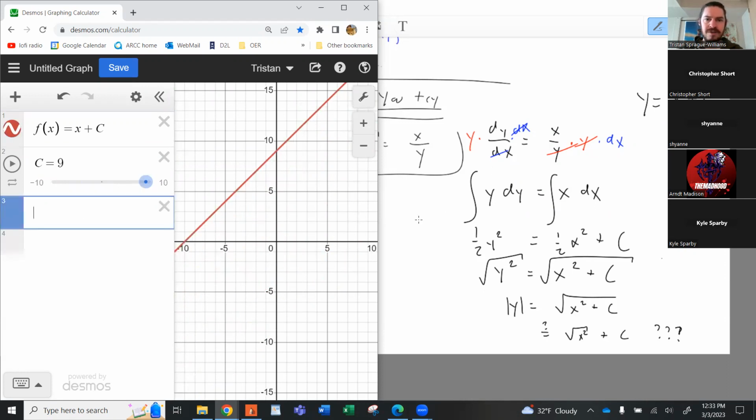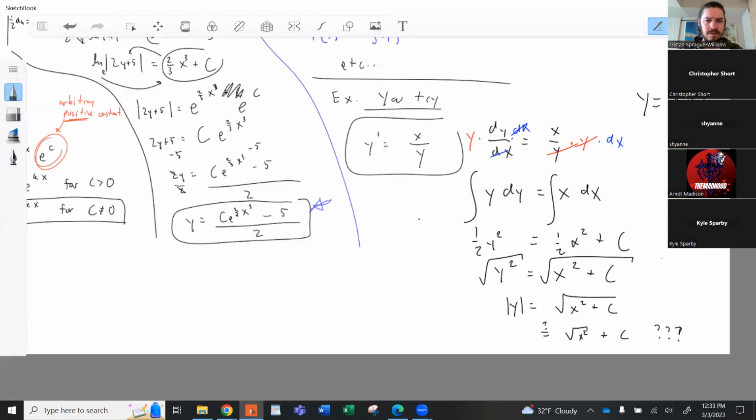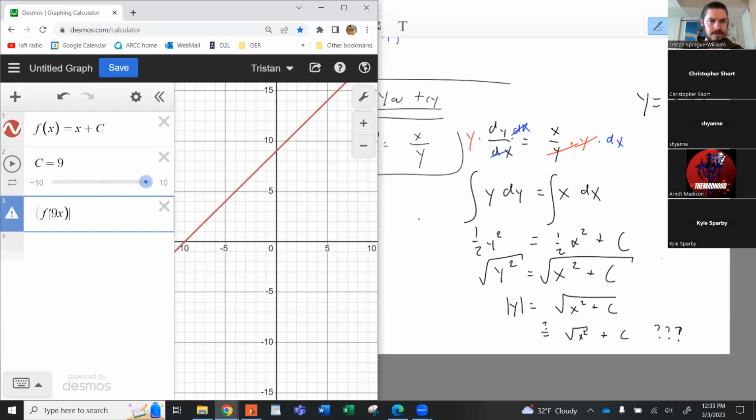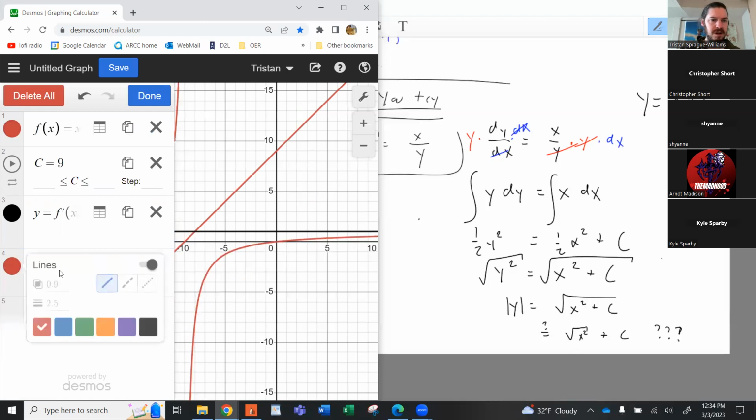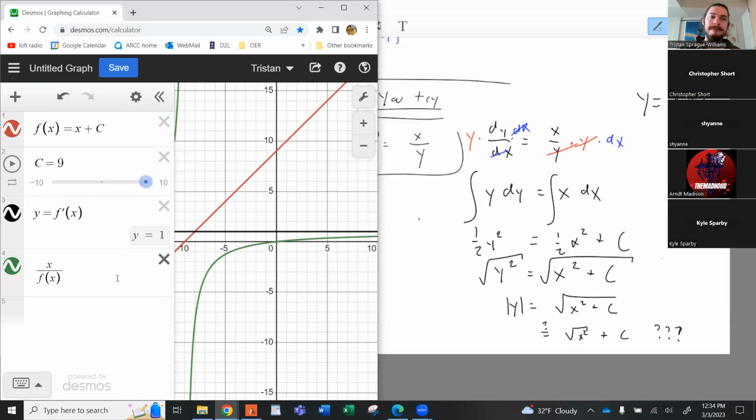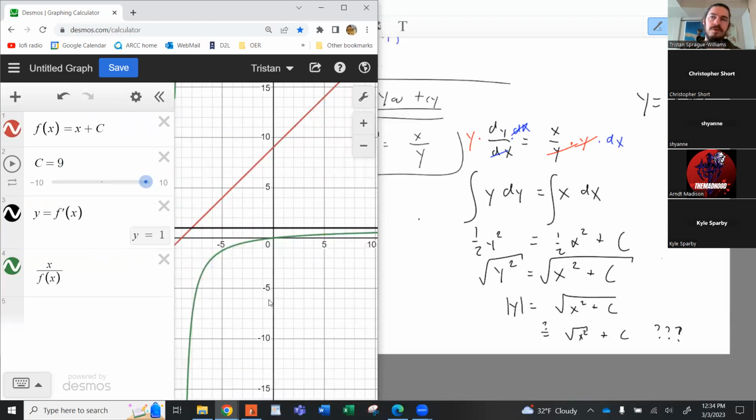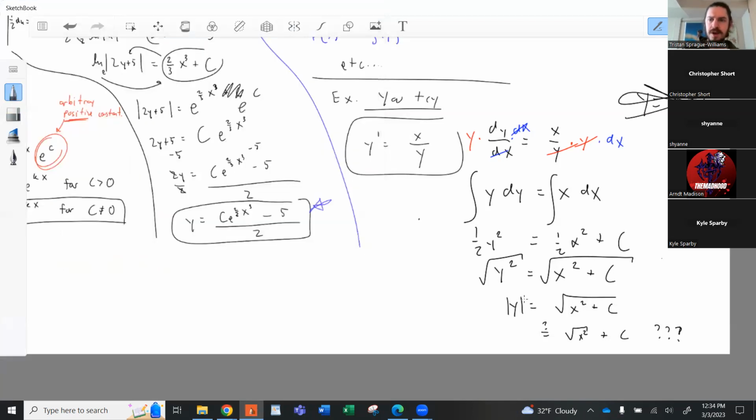Now let's check. We want to see if y prime equals x over y. So y prime is a constant. y prime is 1, right? Graphing that, y equals y prime, that's a horizontal line there at 1. And then if I do x over y, it's x divided by f of x. Oh, yikes. Those aren't the same at all, are they? Those are not the same. If we scratch that, this must be wrong because it didn't work. So these are indeed not the same.